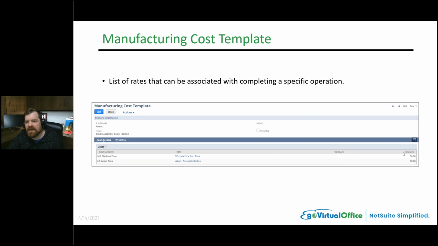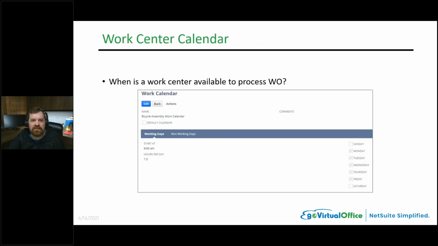And then also, what is my per hour run rate? Again, all of these are building off of each other, so I apologize if I'm becoming repetitive, but you'll kind of see how this all comes into play. So once you have those elements, then you need to basically define what the work center is and when it's available to process an order.